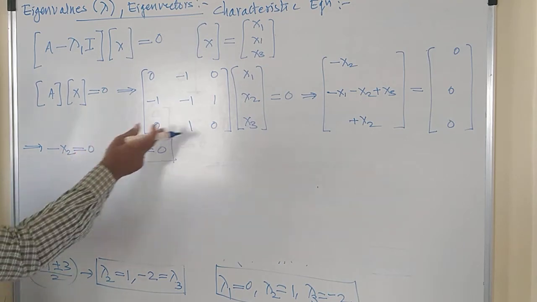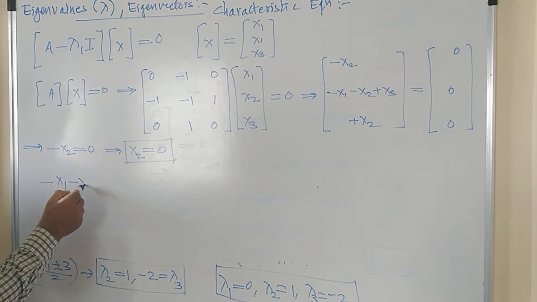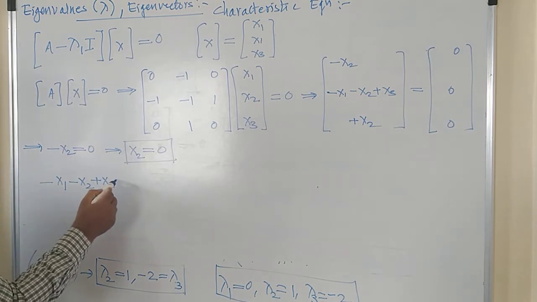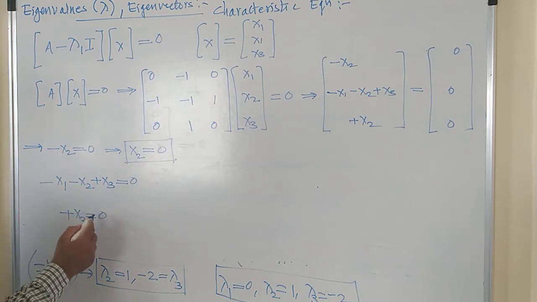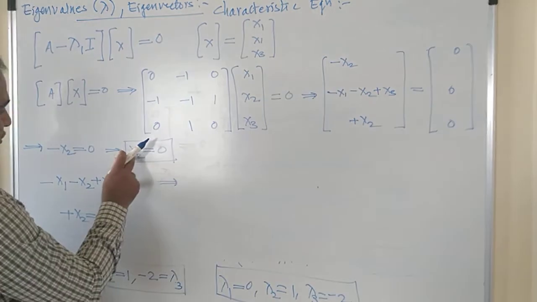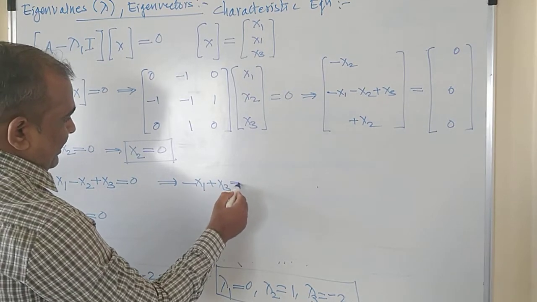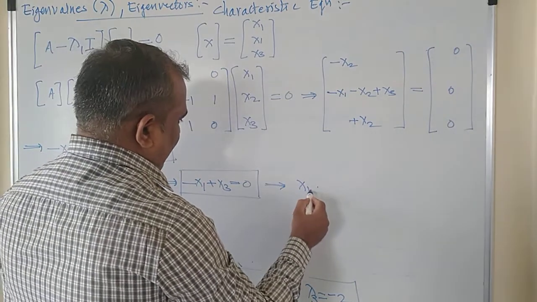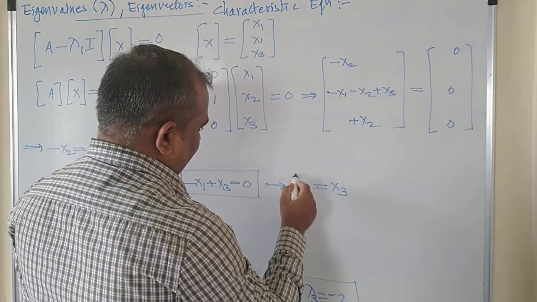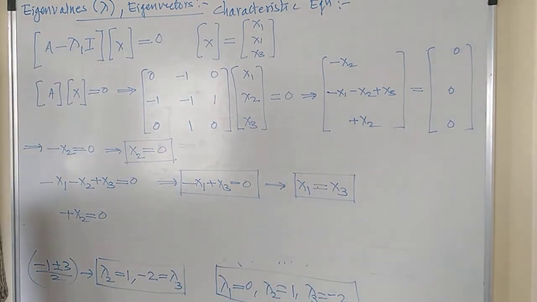Positive x2, negative x2, both are 0. And if you put into the second equation, minus x1 minus x2 plus x3 equals 0, and the third one is plus x2 equals 0. If you put the value of x2 into this equation, you will get minus x1 plus x3 equals 0, isn't it? This indicates that the value of x1 is equal to x3. So the vectors x1 and x3 have the same value, whereas x2 has a value equal to 0.